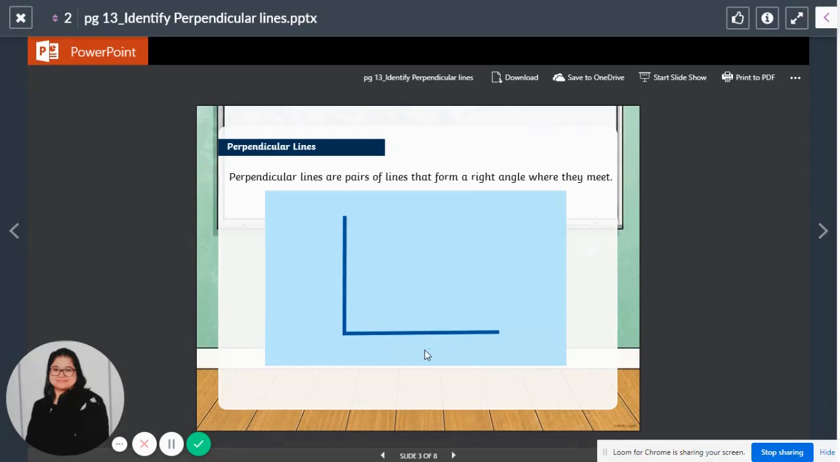So perpendicular lines are pairs of lines that form a right angle where they meet. So remember, when I'm talking about perpendicular lines, I'm talking about two lines meeting each other at one point. Okay? When they meet and make a perfect L shape, they are called perpendicular lines. Alright? And to mark a right angle, we don't make a curve, but we make a square.